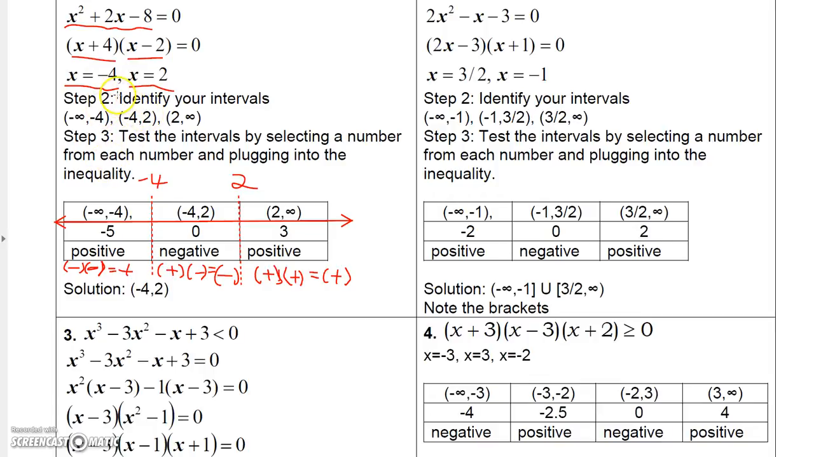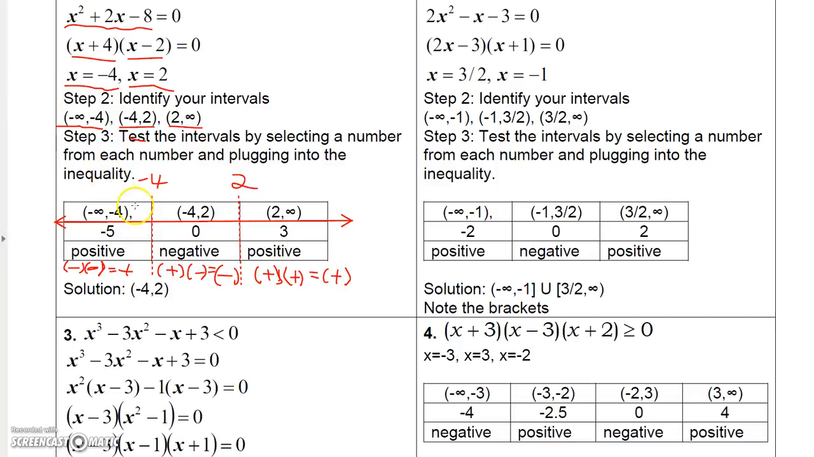Now, from these critical numbers, this identifies three intervals. One interval is negative infinity to negative 4. The other interval is negative 4 to 2. And the other interval is 2 to infinity. So basically, the two critical numbers break up the x-axis, or the number line, into three regions.